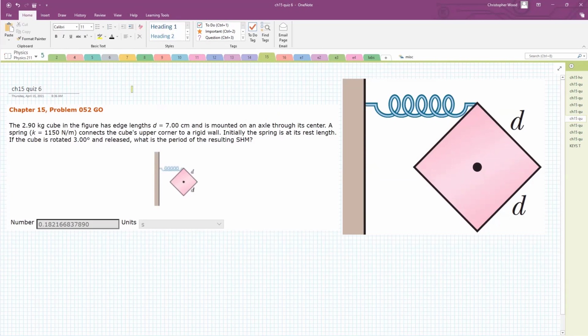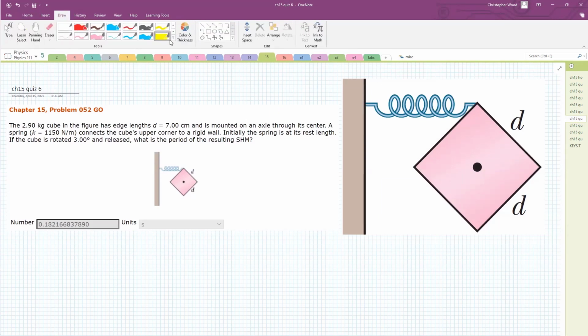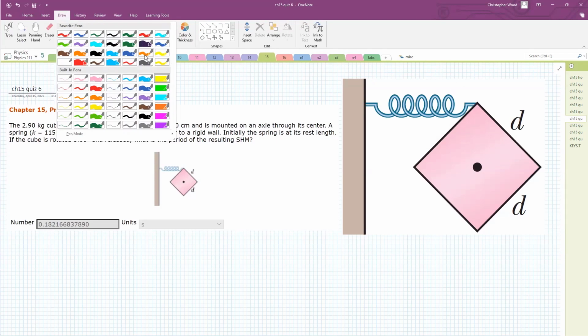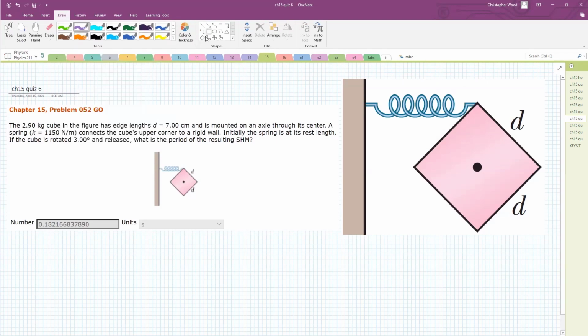Okay, so here's my attempt to show a 3 degree rotation. All right. So I'll exaggerate it. There's a certain amount of rotation here to there, and then okay.